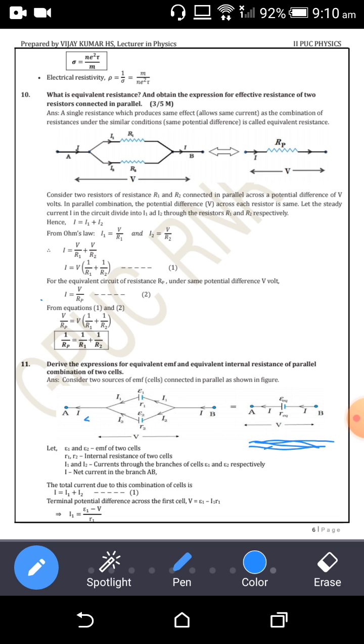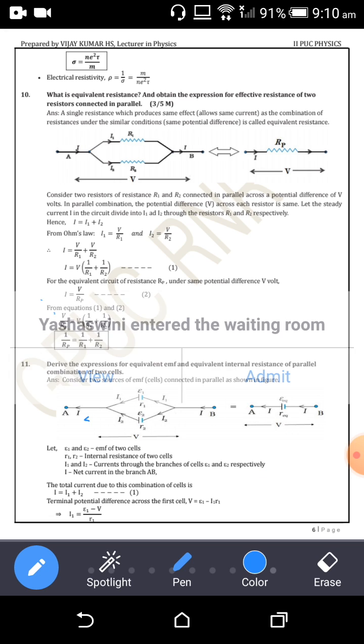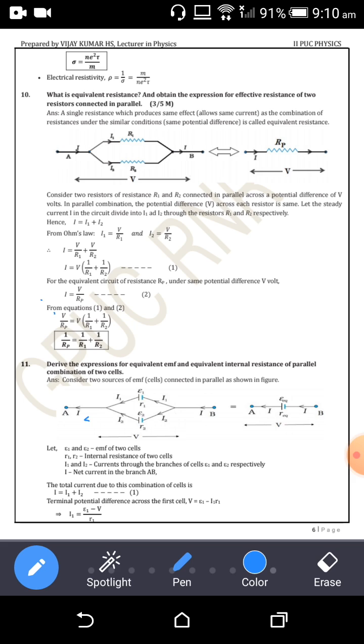We will start with the derivation, the mathematical part of this expression. Let E1 and E2 be the EMF of two cells, R1 and R2 the internal resistances of the two cells, and I1 and I2 the currents through the branches of cells E1 and E2 respectively. I is the net current in the branch AB. These are the explanation of the figure, whatever we have written there.